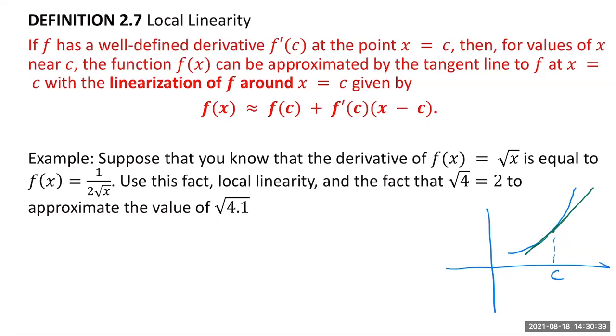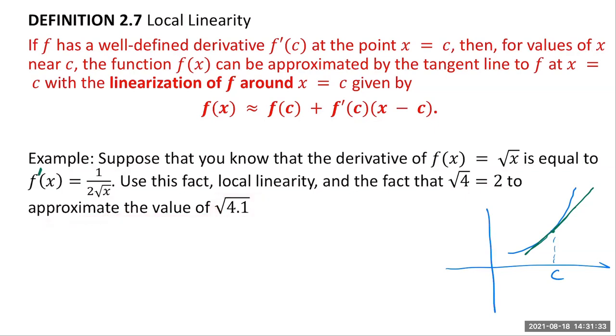We can use this idea to find approximate function values. Let's look at this example. Suppose you are given the function f of x equals square root of x, and its derivative. There's a typo here, this should be f prime. F prime of x is equal to 1 over 2 times the square root of x. Use this fact, local linearity, and the fact that the square root of 4 is 2 to approximate the square root of 4.1.